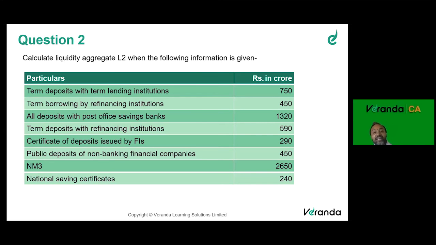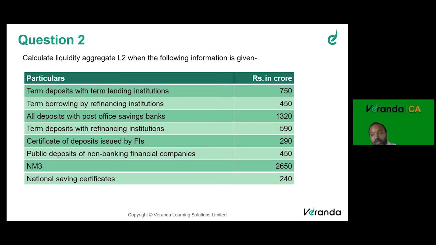Which means whatever we have defined right now, first we have to compute L1. For computing L1, we have to compute NM3. Once NM3 is computed, then we compute NM2 and NM1. We already have NM3 computed and provided here. So 2,650 crores is already given to us. So we have to first compute L1 only, because NM3 is already provided as 2,650 crores.